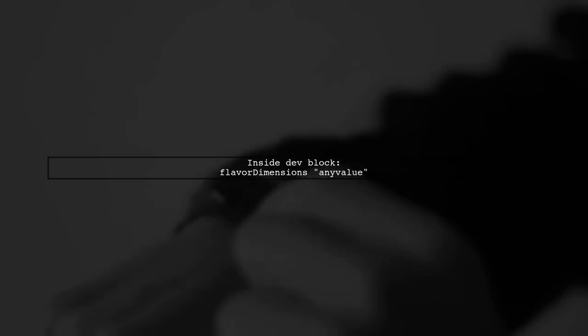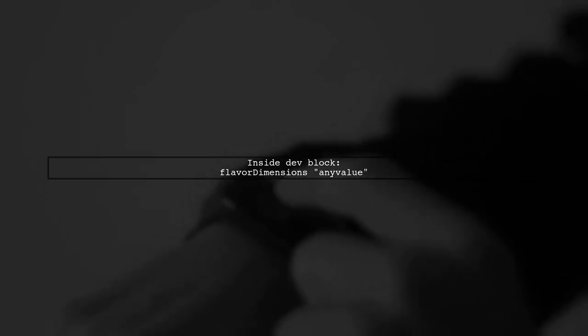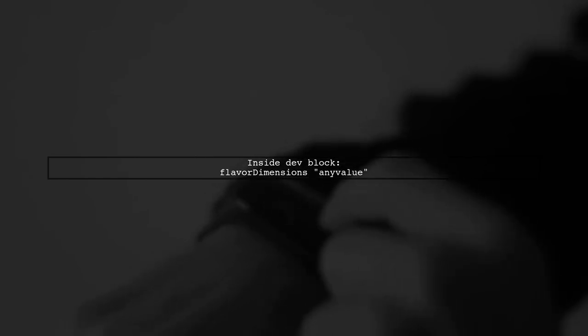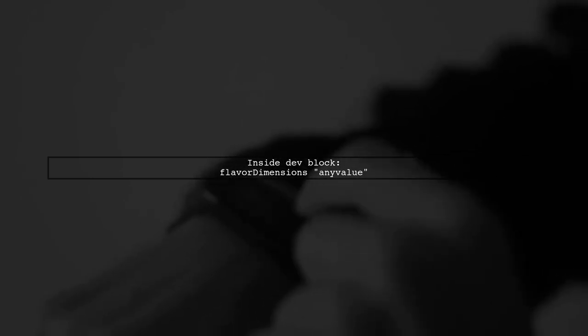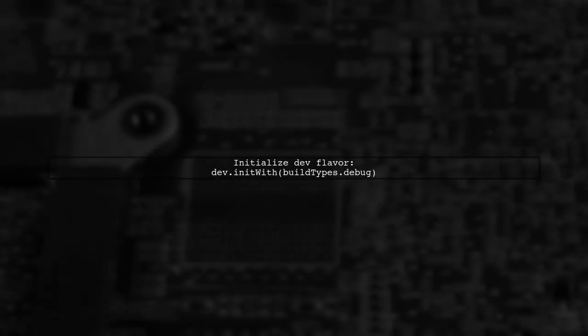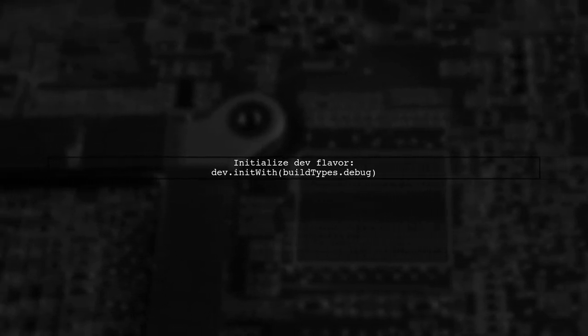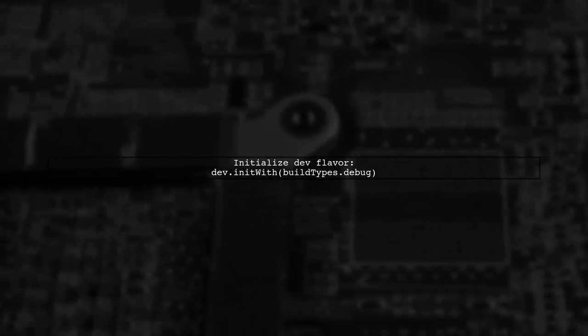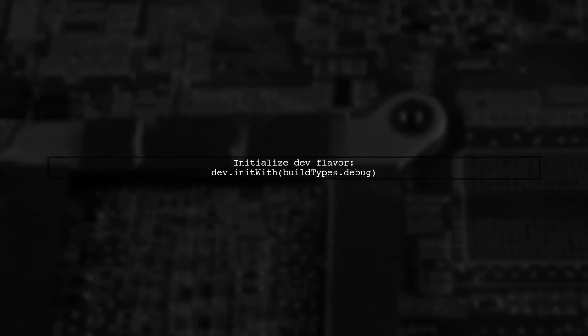Make sure to assign a value inside the dev block for flavor dimensions. For example, use any value as the dimension. Additionally, initialize the dev flavor with build types like debug to ensure proper configuration. This setup should help you resolve the refresh issue effectively.